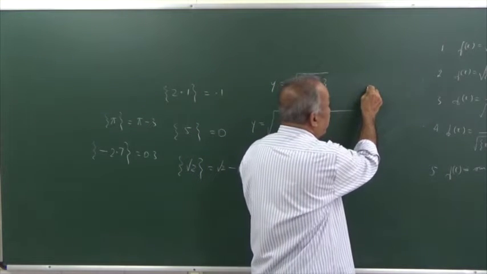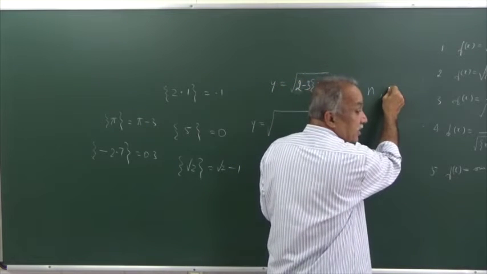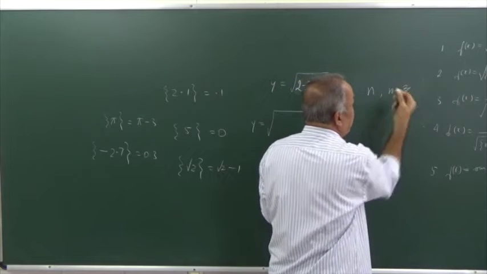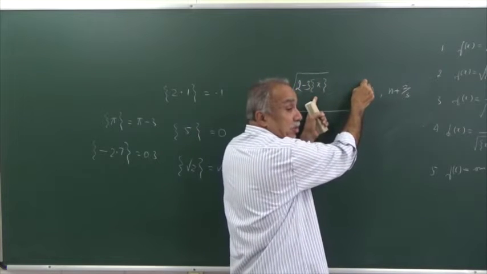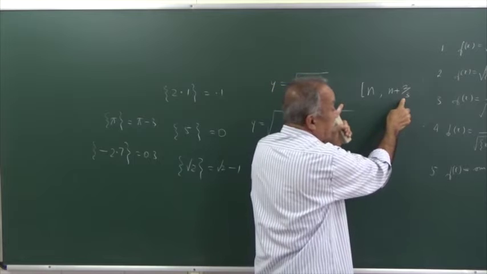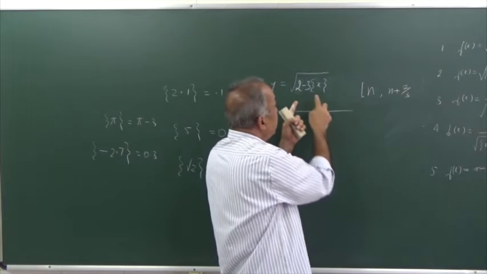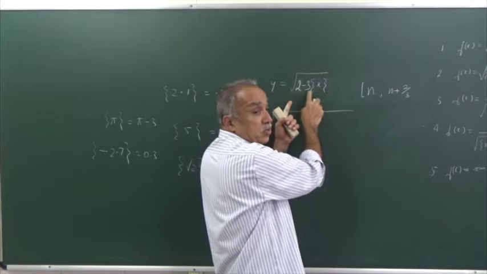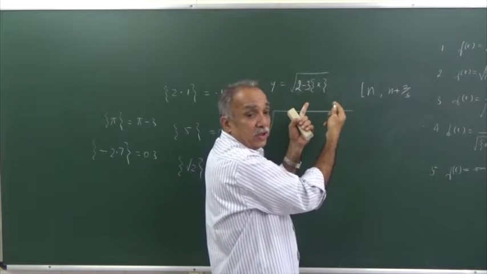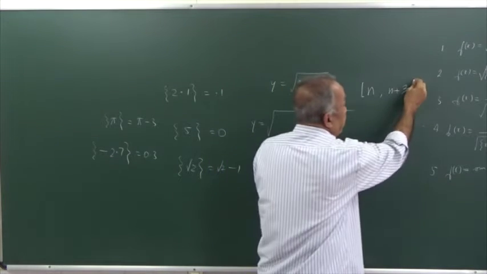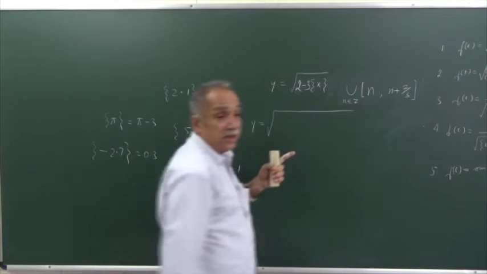Numbers between an integer n and n plus 2 by 3. Is n included in the interval? Can you have fractional part equal to 0? Yes. Can we have fractional part 2 by 3? We can. If this is 2 by 3, this becomes 2 minus 3 into 2 by 3, 0. Square root finding, no problem. We are not getting 0 in the denominator. Okay. Infinite union as n ranges over the set of all integers.